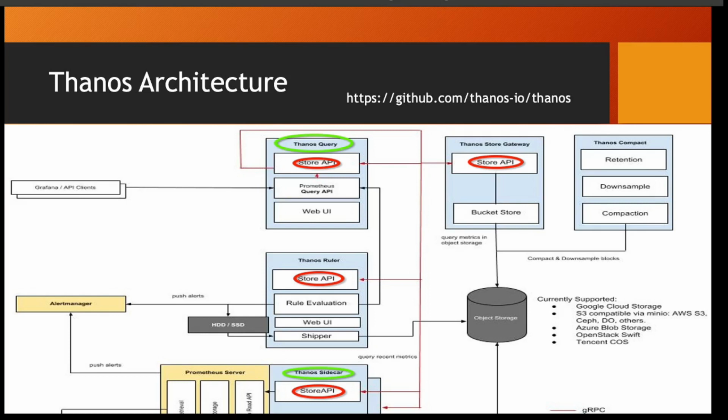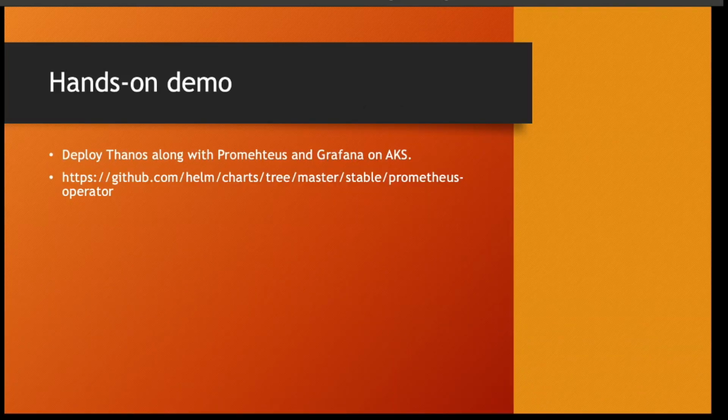Okay, hands-on time. I'm going to use Prometheus-operator helm chart as an example to deploy Prometheus, Grafana along with Thanos to an Azure Kubernetes cluster. If you're interested, give it a try yourself.